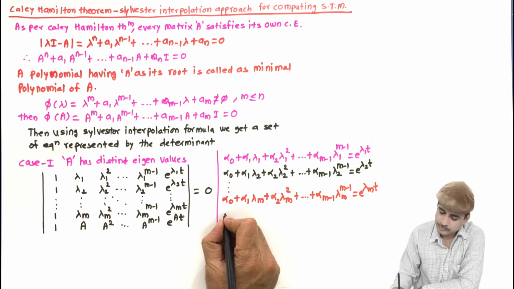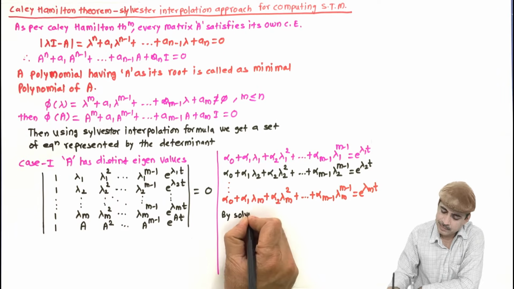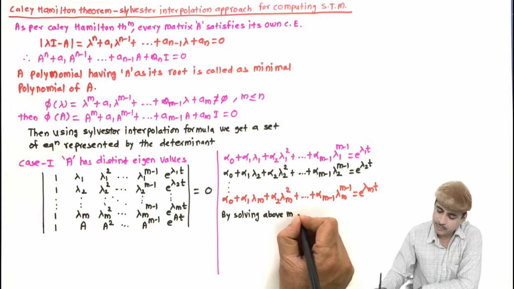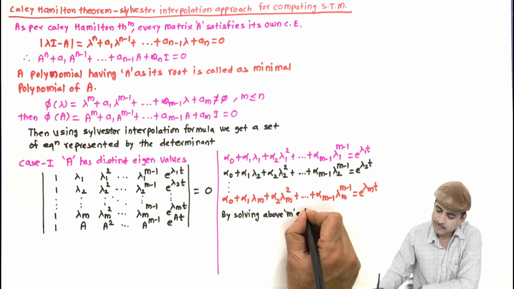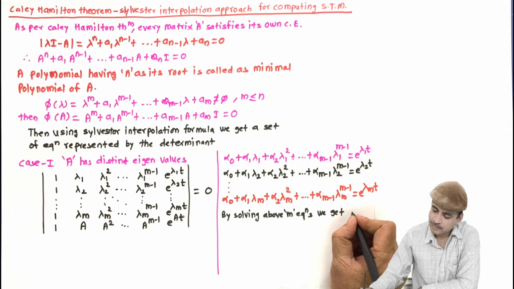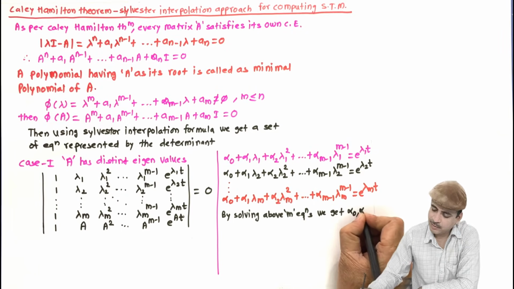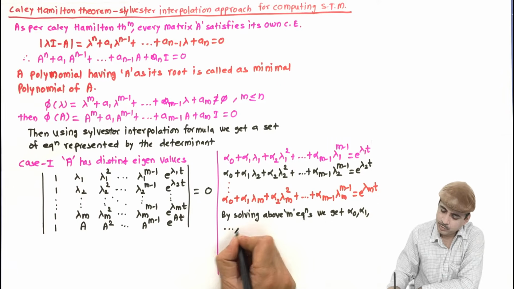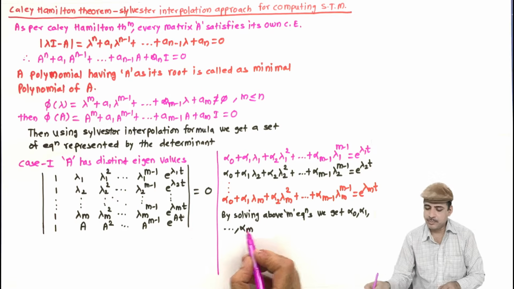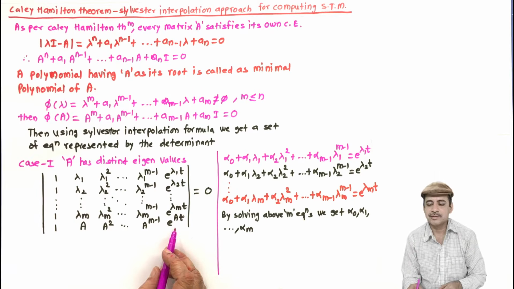And by solving the above m equations, we get alpha 0, alpha 1 up to alpha m. So these are known, and now apply the same to the last equation, correct?